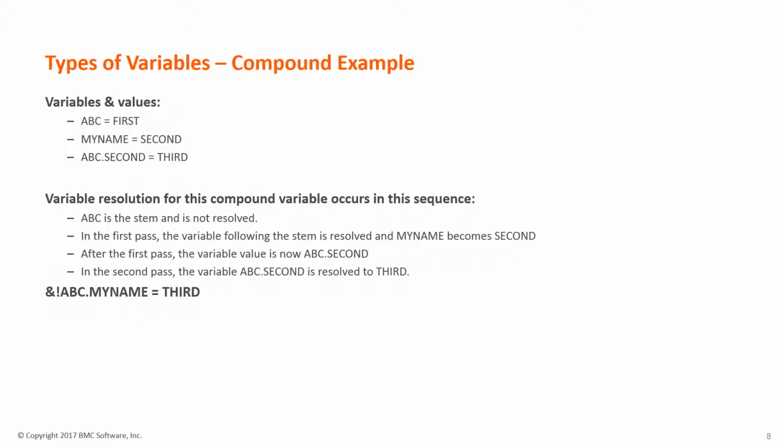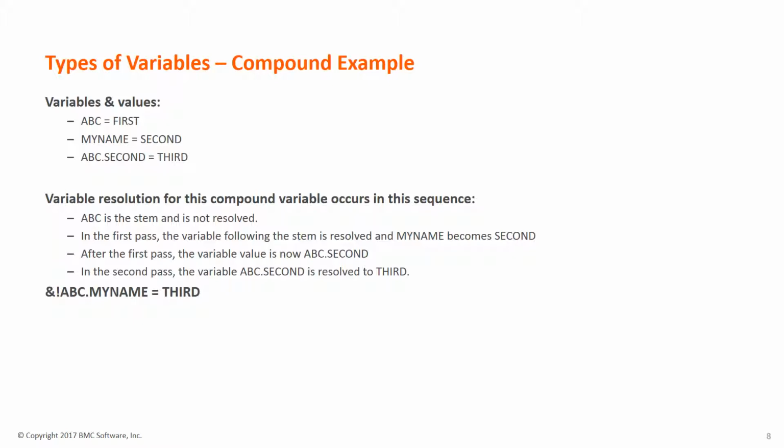ABC.myName, the way this is going to be processed is, on the first pass through, AutoOPERATOR is going to see, oh, I've got an ampersand exclamation point, so I'm going to leave everything alone up to the dot. So it's not going to substitute the ABC. And then following the dot, we have myName. Well, we had myName set to second, if we look at the top of this slide, so it's going to substitute second in there.